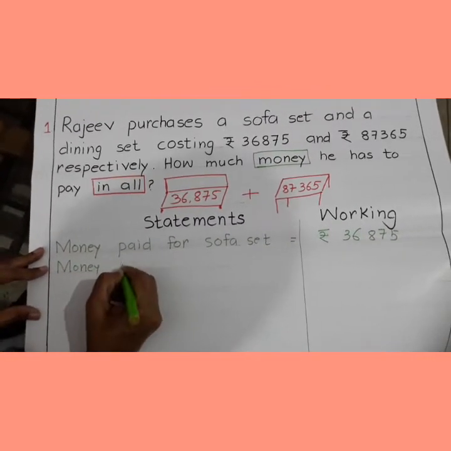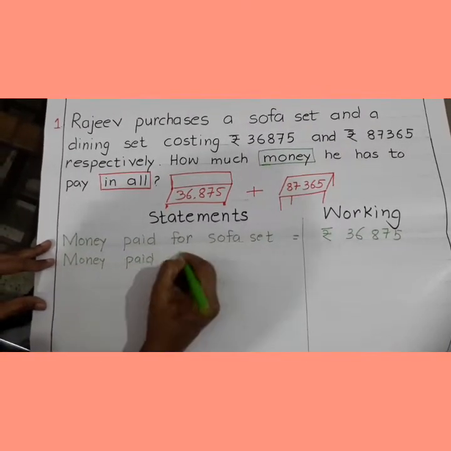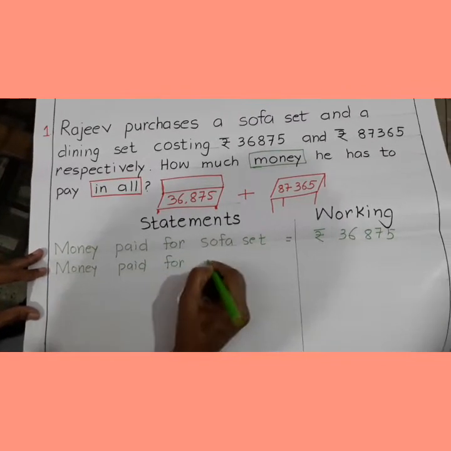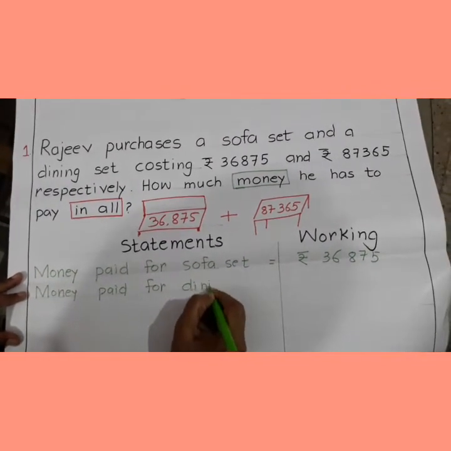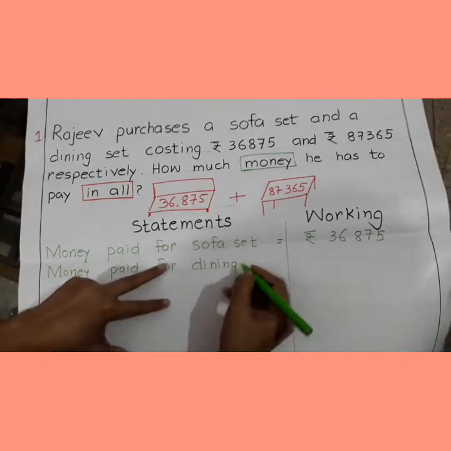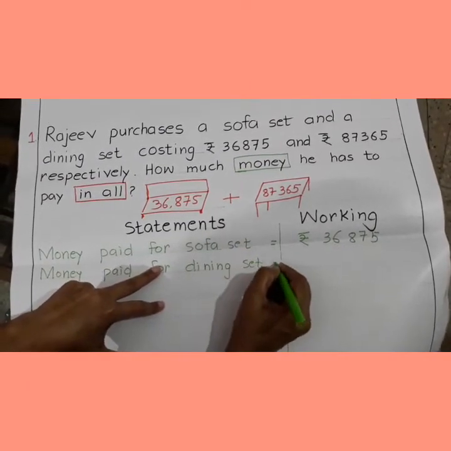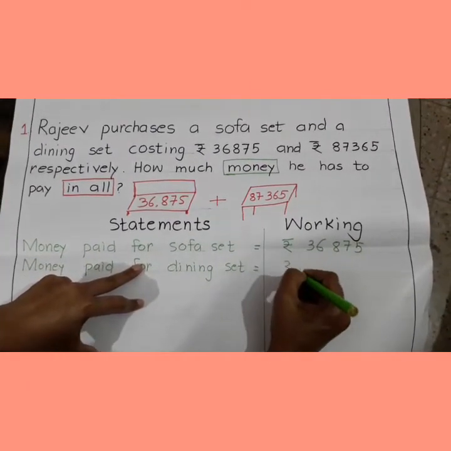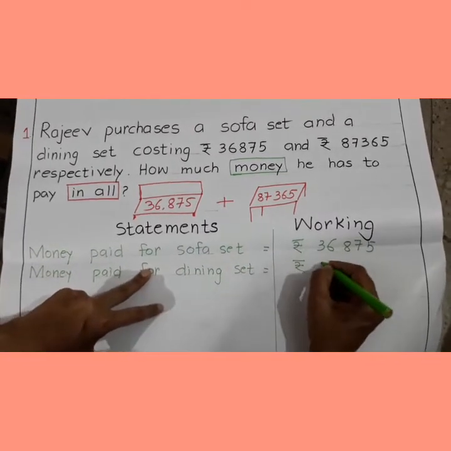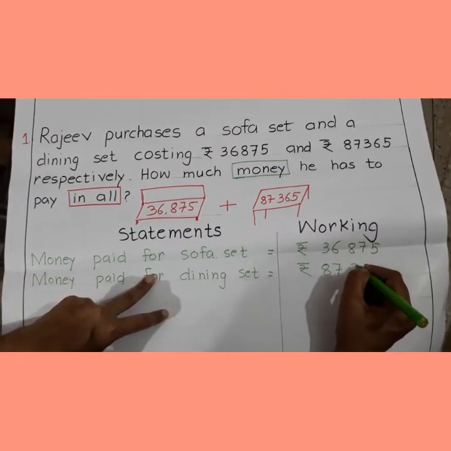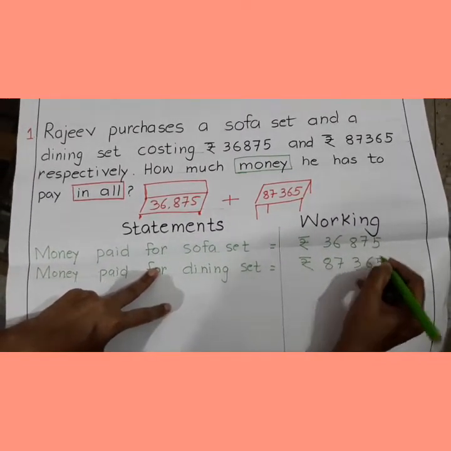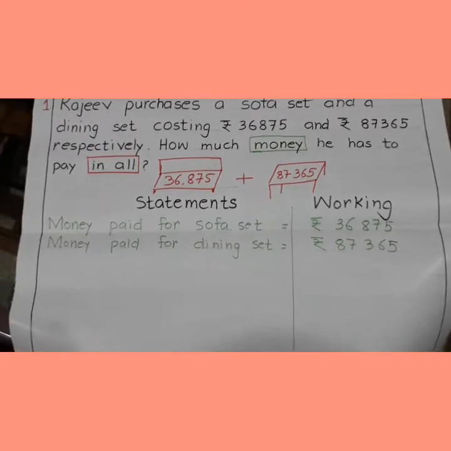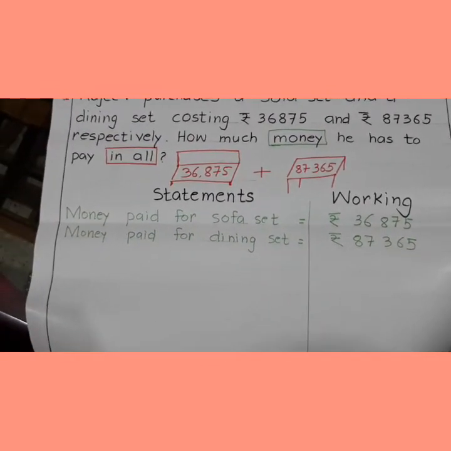Money paid for dining set. How much did he pay? He paid rupees 87,365. Now, when you are writing the third statement, it's very easy.